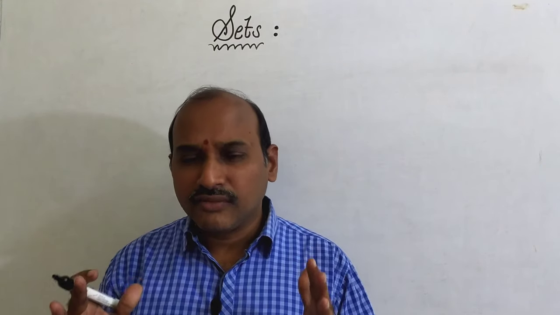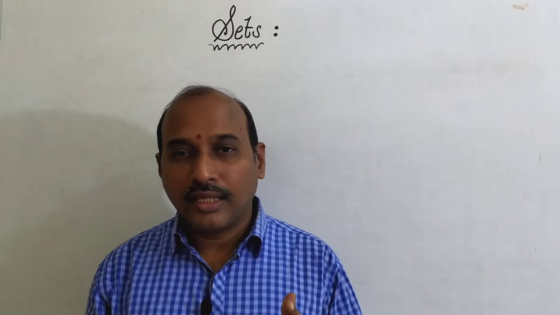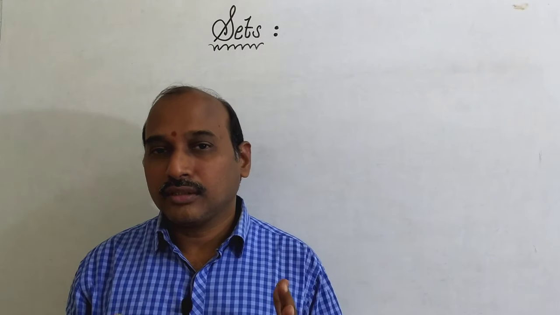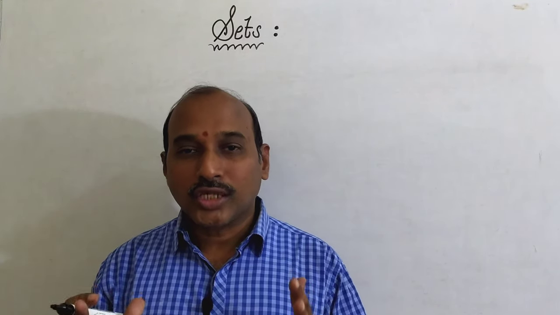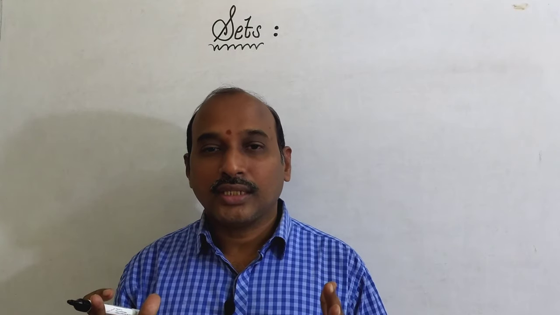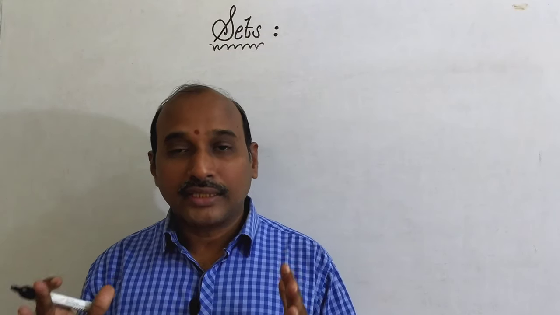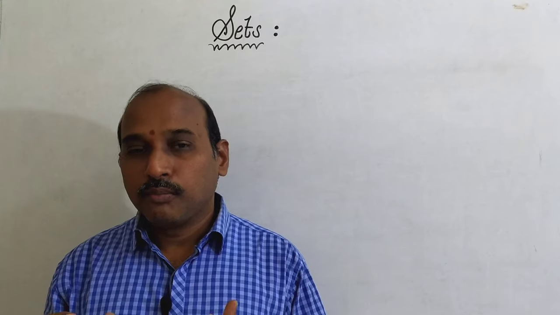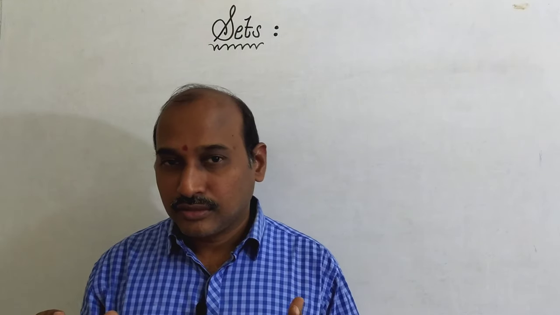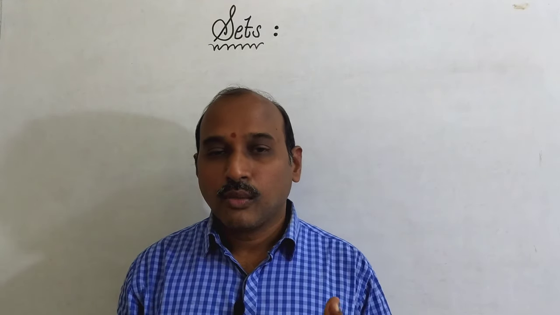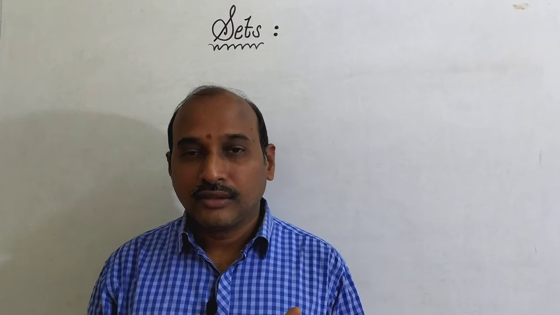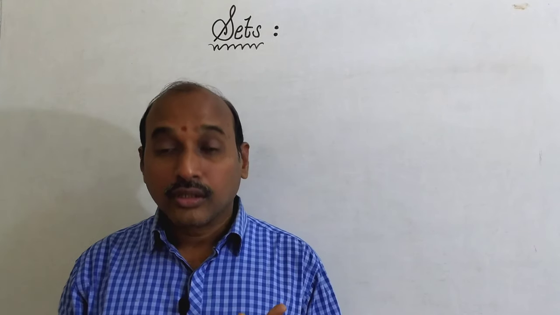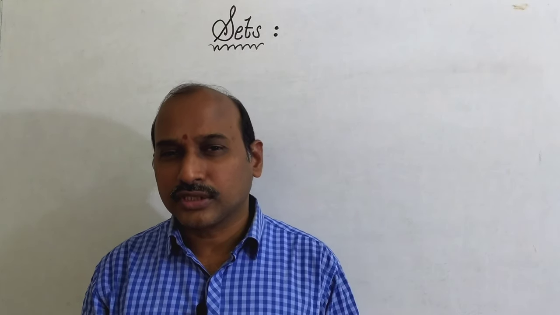Set theory was created and developed by a German mathematician named George Cantor during the years 1845 to 1918. Before going to define the set, we should know two terms: one is well defined, and another one is collection of objects.